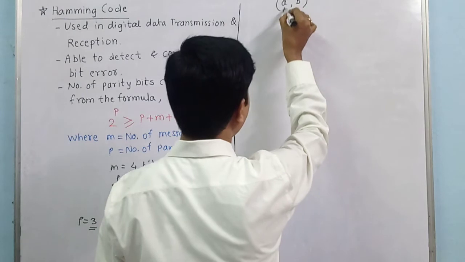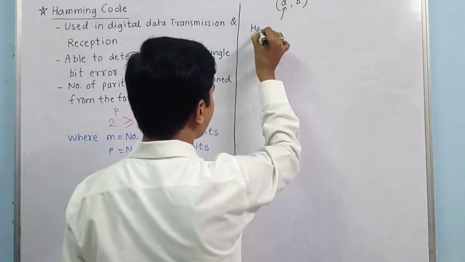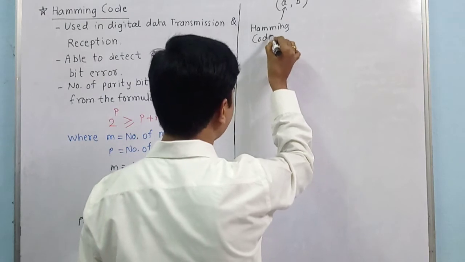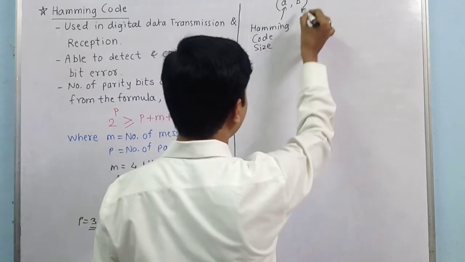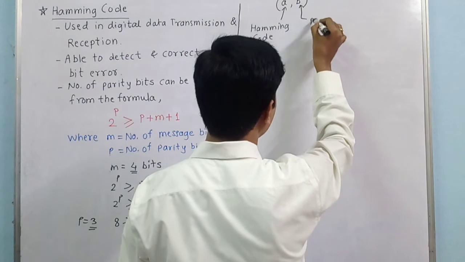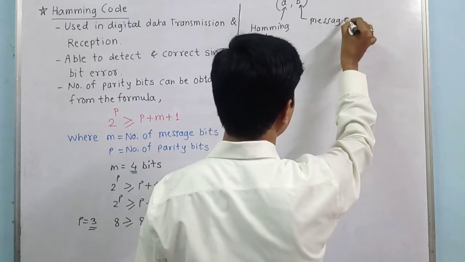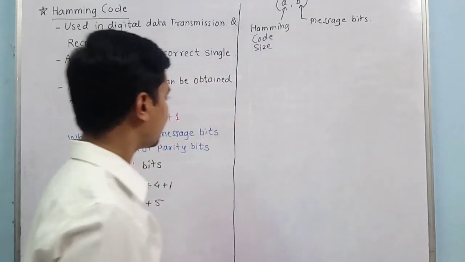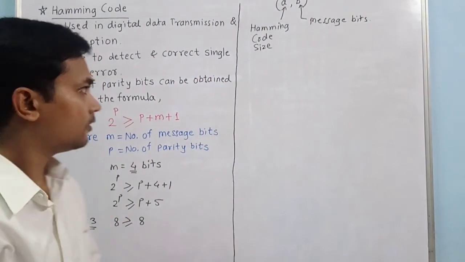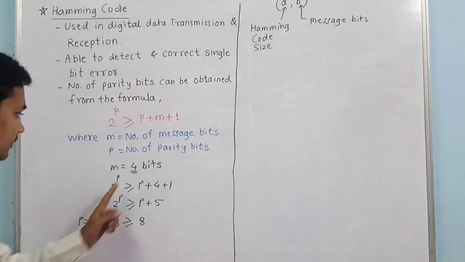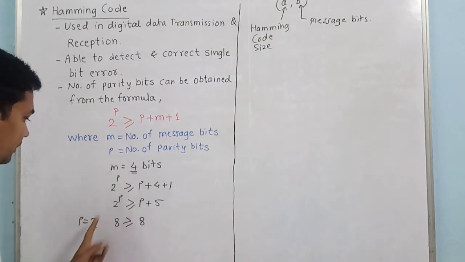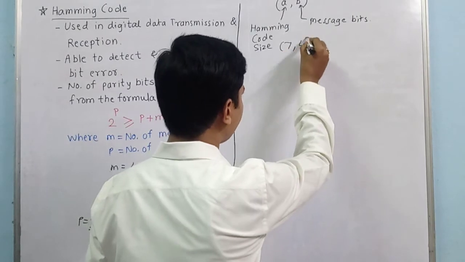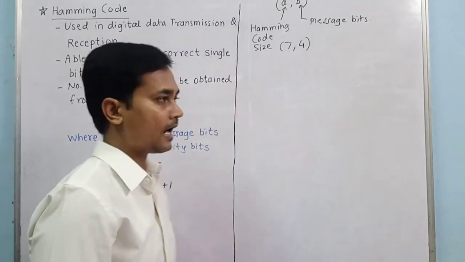Here a indicates the Hamming code size, and b indicates the message bits. So what is our Hamming code size? The Hamming code size is m plus p, that is 4 plus 3 equal to 7. So in this case we have to form a 7 comma 4 Hamming code.